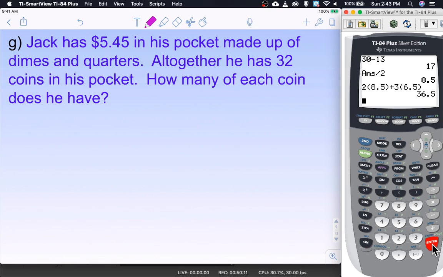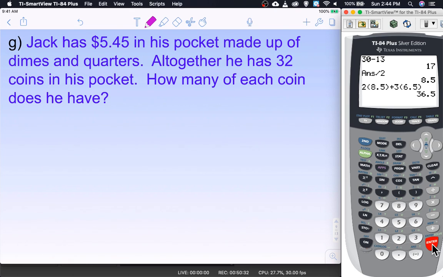Here it says Jack has $5.45 in his pocket, made up of dimes and quarters. Altogether, he has 32 coins in his pocket. How many of each coin does he have? Okay, go ahead and set up that system of equations and hit play, and we'll go through that part together, and then you can go on and solve.